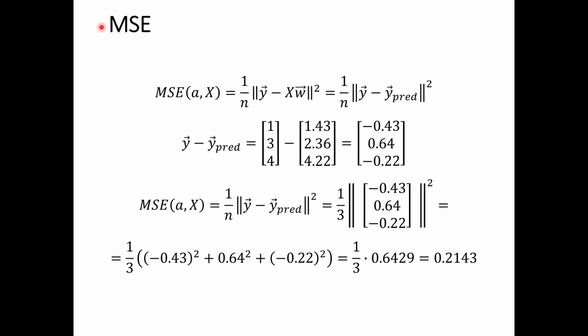Now we'll calculate the MSE for this example. Let's recall that the MSE is the squared norm of the difference between the target vector and the prediction vector, divided by n. First, let's compute the difference between two vectors. Here n equals 3 because the dataset contains 3 examples. The squared norm of the vector is the sum of the squares of its individual components. As a result, for our linear regression model, the MSE equals 0.2143. We cannot achieve a lower MSE than this value with a linear model.